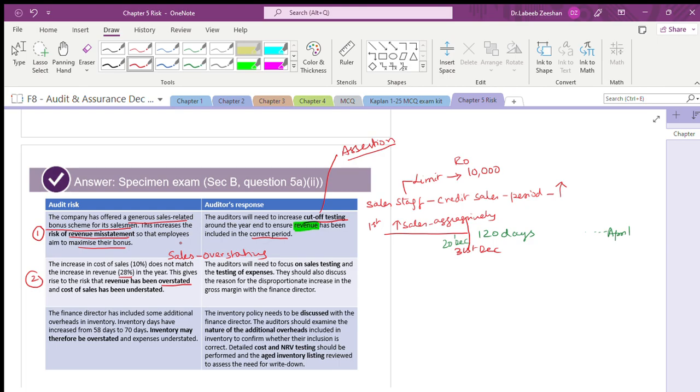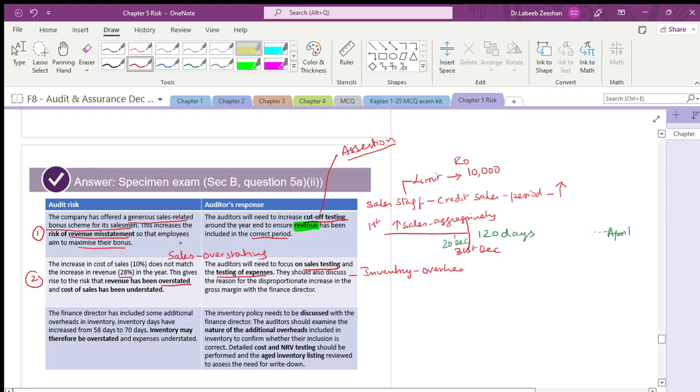What do we have to do? What is the response? The response is they have to focus on sales and testing the expenses. In some way they have mentioned it. What they mentioned is inventory overheads.